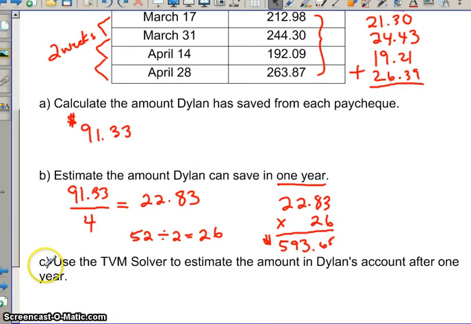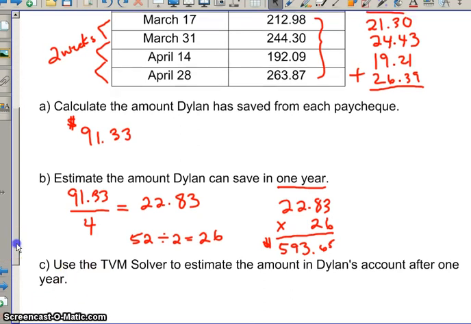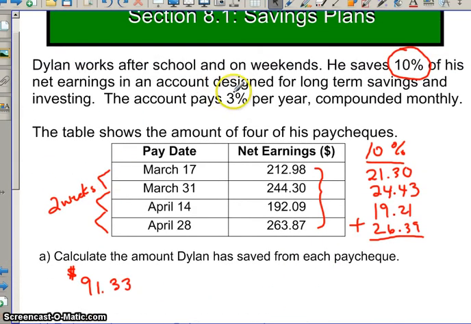Now, let's look at Part C. Use the TVM solver to estimate the amount in Dylan's account after 1 year. Well, we know that Dylan has saved $593.65 from his paychecks. So some might think that that's the answer that he'll have in 1 year. But what we have to realize is that he's actually investing it into an account that pays 3% per year.